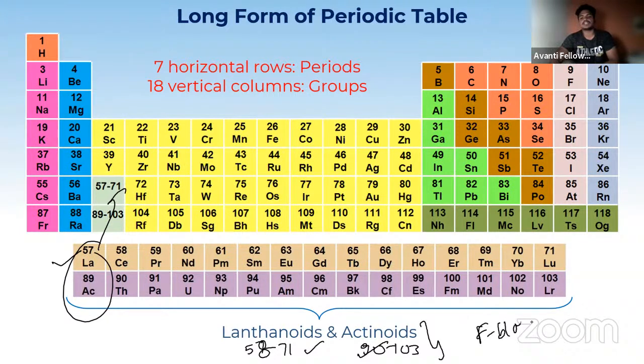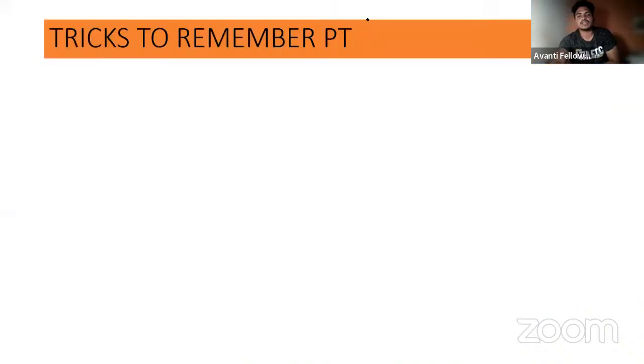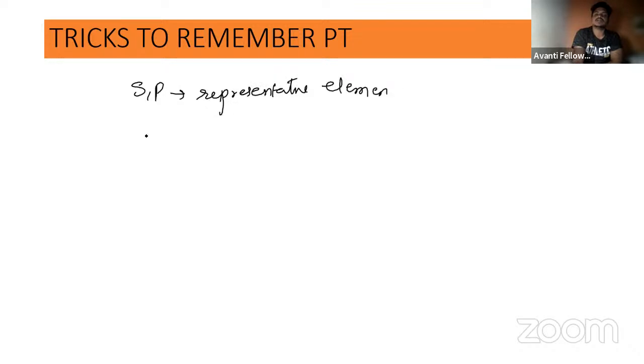58 to 71 and 90 to 103 are the lanthanoids and actinoids, and the combination of lanthanoids and actinoids is called F block elements. These are P block elements, these are D block elements, these are S block. A very, very important thing: S and P are called representative elements. And D block elements are called transition elements.